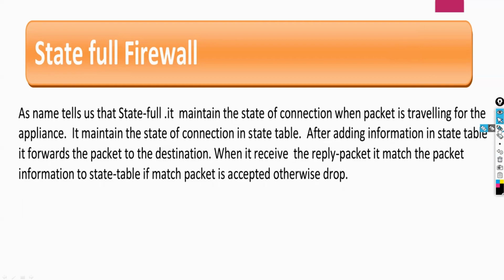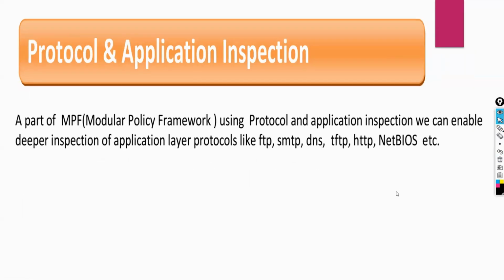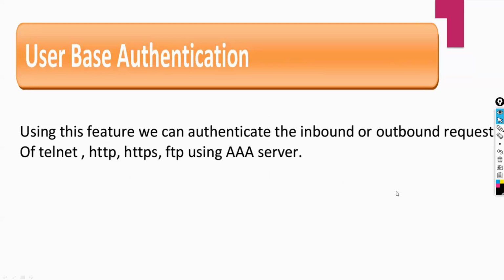Now let's talk about the next feature, user-based authentication. We can implement this on the Cisco ASA firewall. We can implement AAA. AAA is what? Authentication, authorization, and accounting. This AAA feature we can implement on the Cisco ASA firewall.